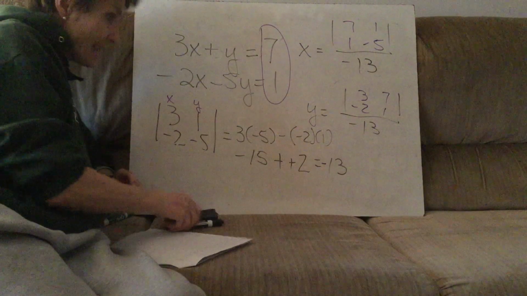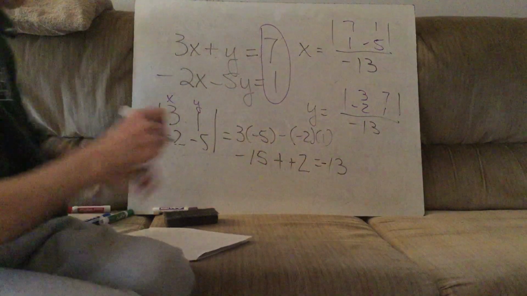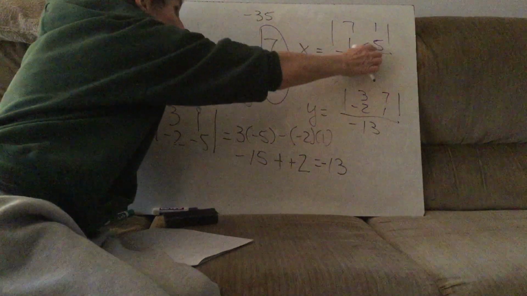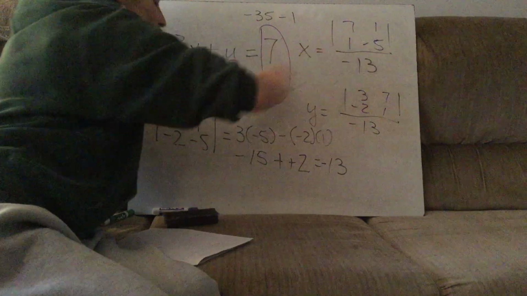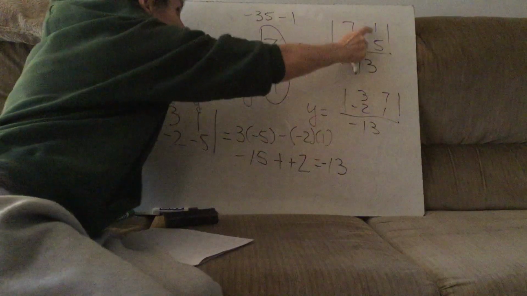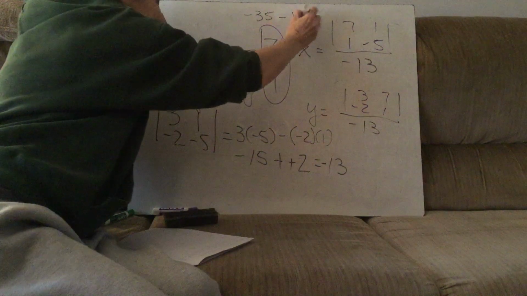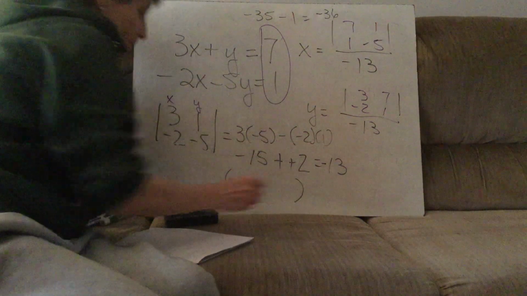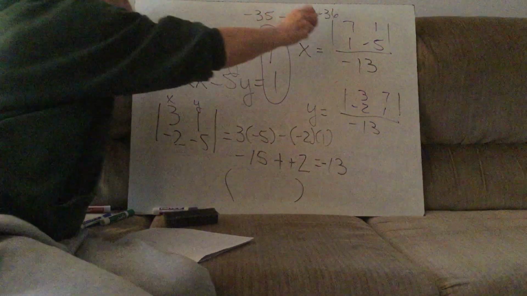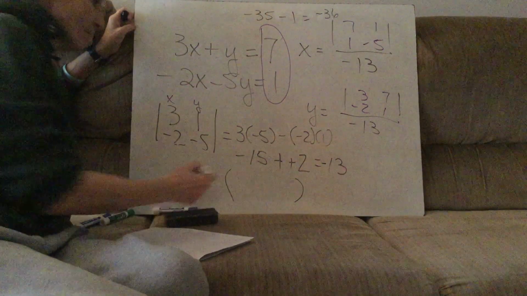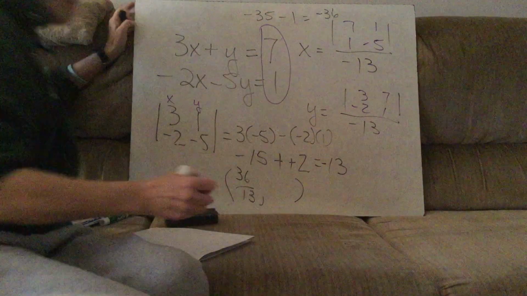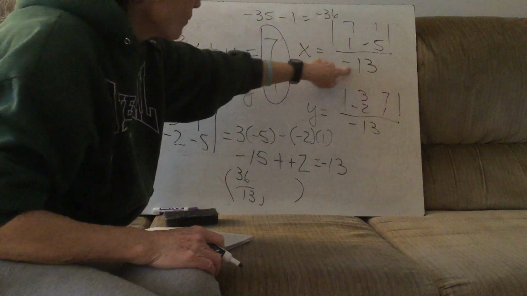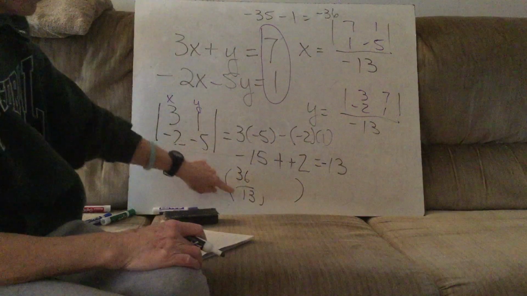Now, let's evaluate those determinants. I don't have much room, so I'll try to squeeze it in up here. That's going to be negative 35 minus 1, so that numerator is negative 36. So x is negative 36 over negative 13. The negatives cancel, so x is 36 thirteenths.